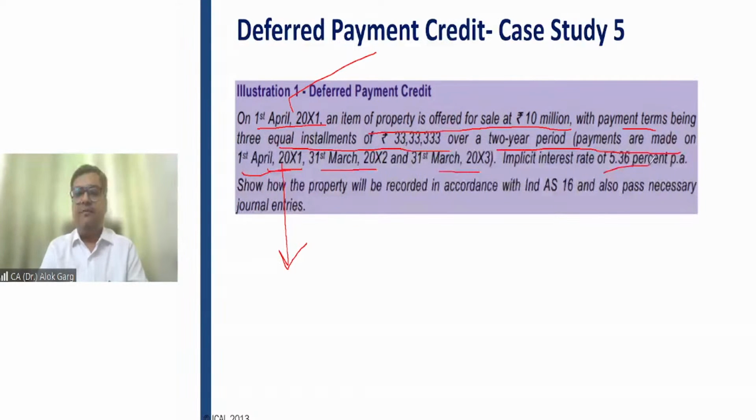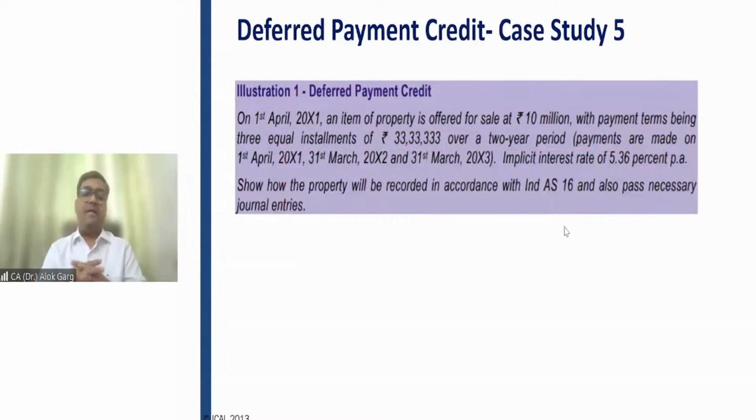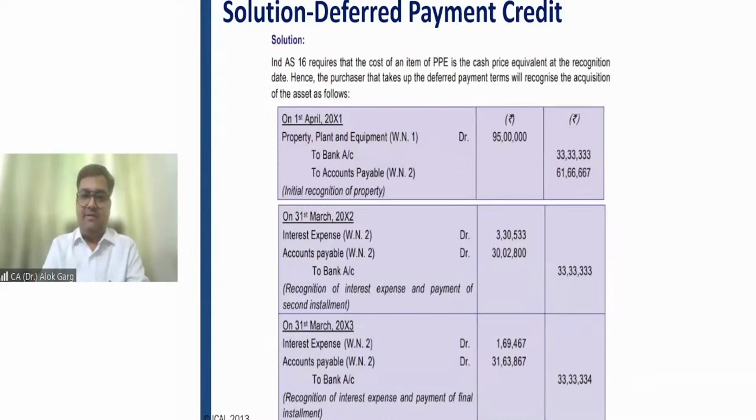The rate of interest is 5.36%. You are required to show how the property will be recorded in accordance with Ind AS 16 and pass the necessary journal entry. Friends, what is the cash price equivalent first of all? Is it 1 crore? Is it something else? The item of property is offered for sale at 1 crore, and 3 equal annual installments of 33,33,333. Now we need to compute the cash price equivalent.